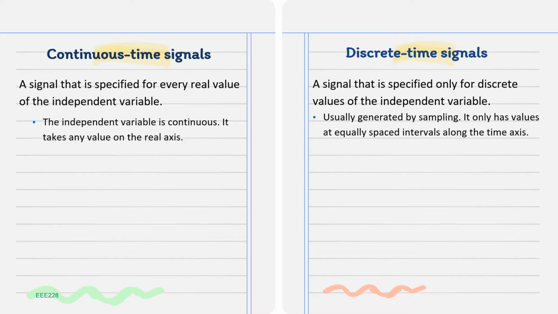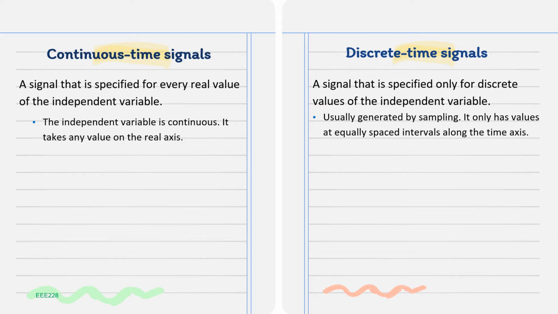Continuous time signals are those specified for every real value of the independent variable. In this course, the independent variable is time. So continuous time signals are signals which have values for every value of time. The independent variable, or the time, is continuous. It takes any value on the real axis.